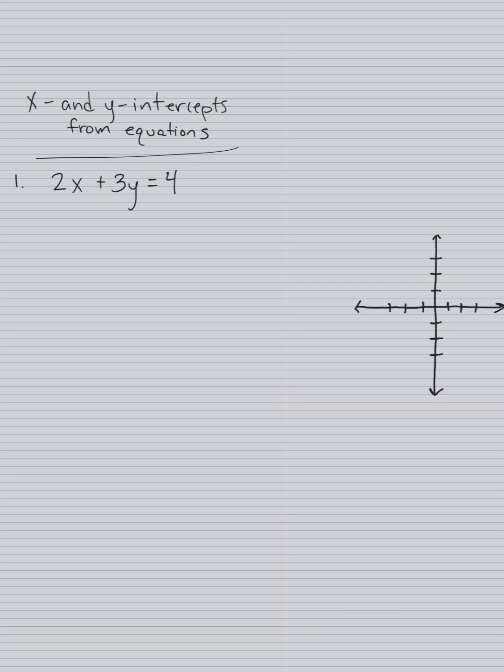Let's look at how to find both the x and y intercepts from equations. So first we have to remember what an x and a y intercept is. If I look at this graph here, if I have a line, maybe we have this line, and we're going to pretend that that's straight. So the x-axis is here. The y-axis is a vertical one here.